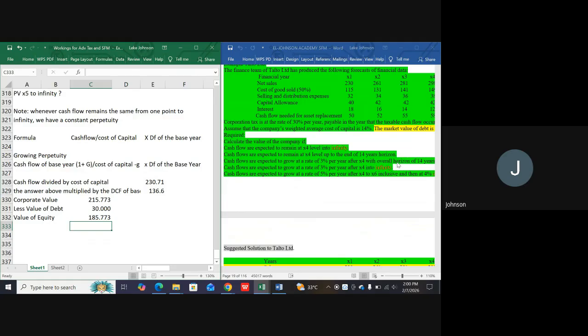What does it mean? Whenever cash flow remains the same from one year to another year, what formula are we going to use? We already told us that when cash flows remain the same from one point to infinity, we say that is perpetuity, and we look at the formula for a perpetuity. And whenever cash flow is growing from one point to infinity, it's a growing perpetuity. But what happens when cash flow remains the same from one point to another point? What are we going to use in this case? Who can tell me?